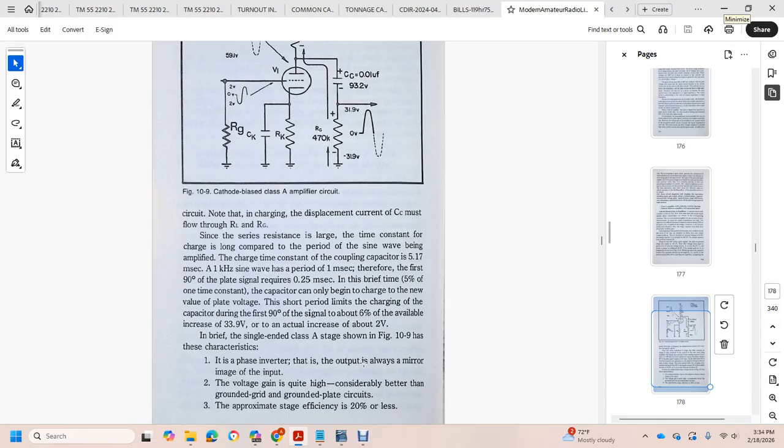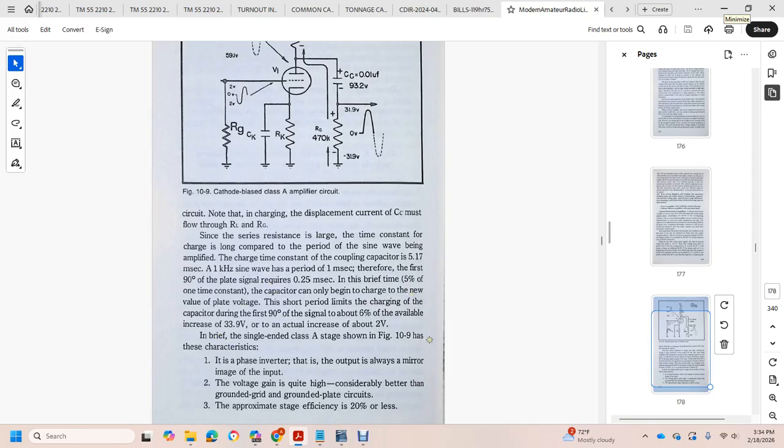the time constant. The capacitor can only begin to charge to the new value of the plate voltage in a short period of time, limited by the capacitor during the first 90 degrees of the signal, with about 6% available to increase the 33.9 volts, an actual increase of about 2 volts in a brief second. A single-ended class A stage of figure 10.9 and 10.9 has these characteristics.